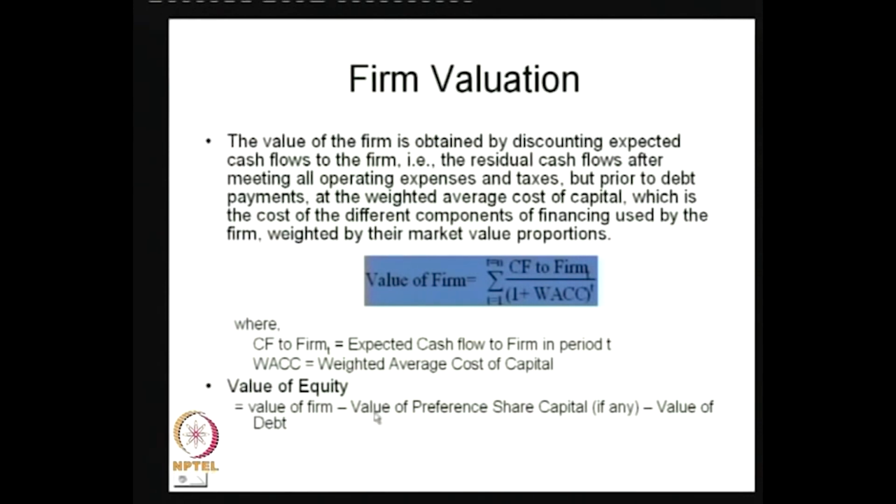From the value of the firm one can take out the value of preference share capital if there is any, then the value of debt can be taken out, and whatever is left over is the valuation of equity. This valuation is for the entire equity of the particular company, and by dividing by the number of equity shares, one can find out the value per share.